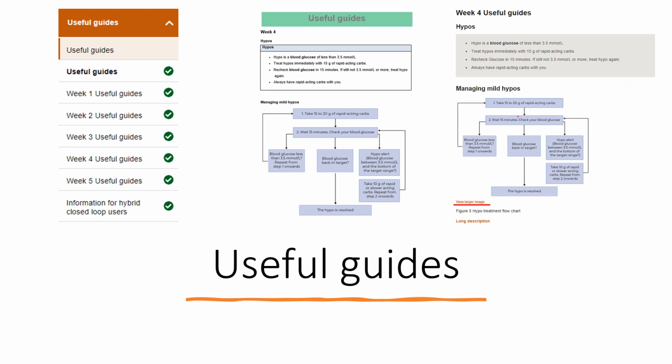There is a useful guides section in the online course. These include mini summaries of DAFNE principles covered in the week. Useful guides are also included at the end of the course guide for participants. Participants may find it useful to print some of the guides to refer to before completing activities. For example, guides for managing alcohol and exercise may be useful to refer to before completing the activities on these topics in week 4.